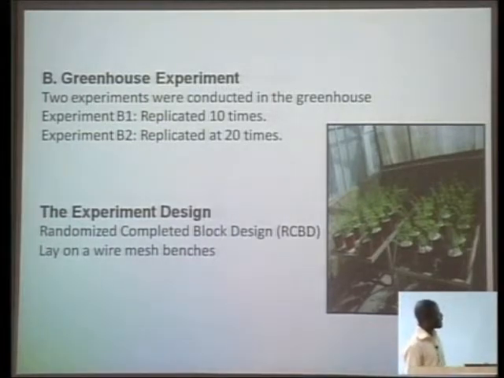A randomized complete block design was the experimental design used for this experiment, and the experiment was laid on wire mesh benches to prevent cross-contamination of the isolates. The pots were also well spaced out to prevent the plants from touching, for the same reason. And you can see that the base of the plant is covered with sterile perlite to also prevent the stubborn isolate from jumping from one pot into the other, if it's possible.